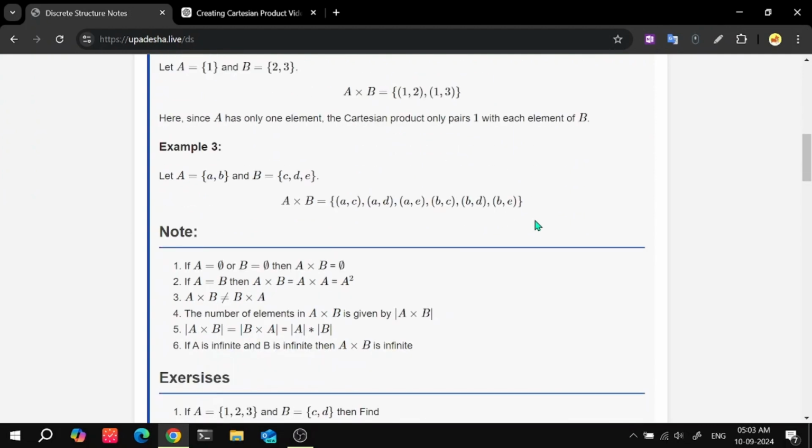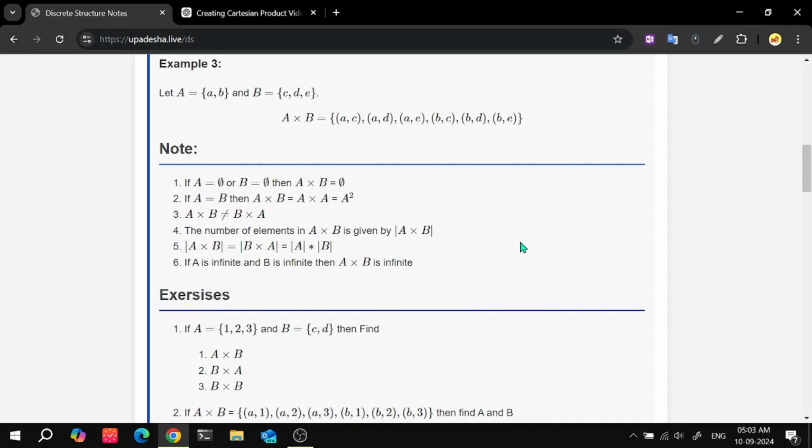Now coming to the last example. This example is similar. You can try this one and find the cross product A cross B. And now coming to the notes, there are very important concepts in the cross product.